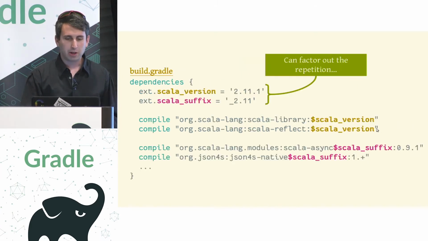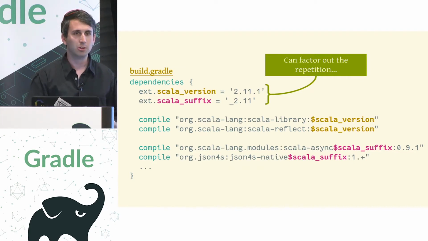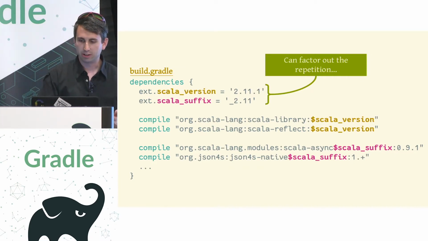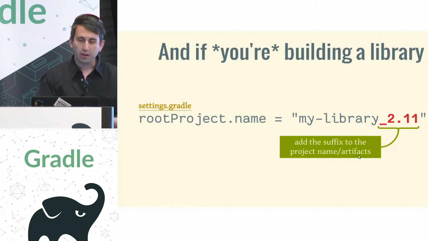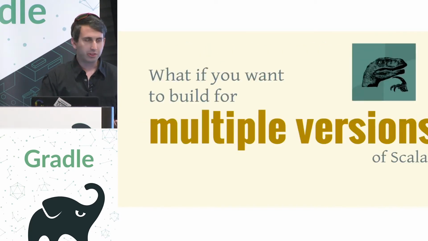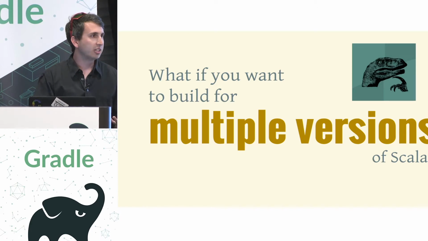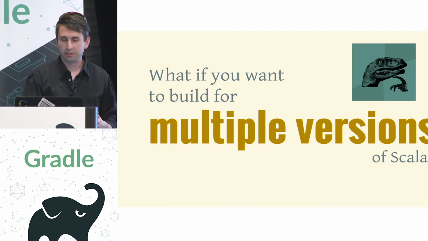You can make it a little better by factoring that out into a variable. So we have a lot of projects that look like this, just using string interpolation inside our dependencies. But it still has the problem, right? And if you're building a library yourself, then you'll want to put the suffix of the version on your artifact as well. If you're just building a standalone executable, it's not as big a deal. But it still leaves the problem of what if you want to compile for and distribute for multiple versions of Scala at the same time. At least that I could tell, there was no great way to do this today.